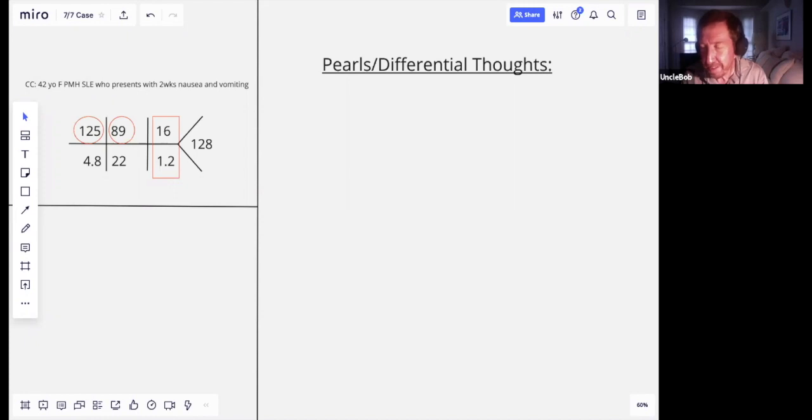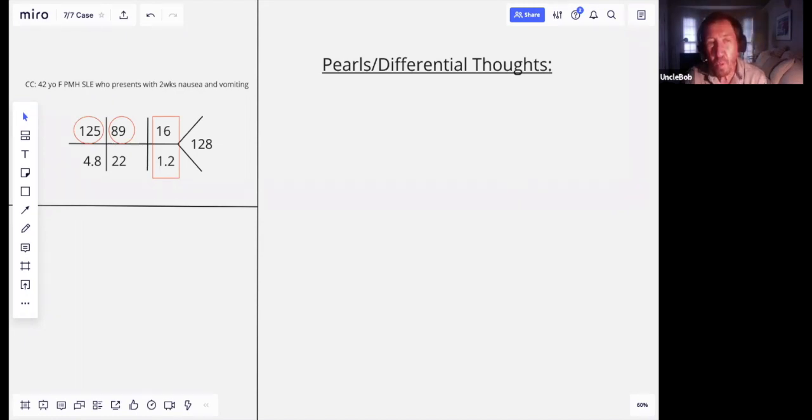Let me paraphrase a sentence from Acid, Base, and Electrolytes Made Ridiculously Simple, which is not a simple book at all: all disorders of serum sodium are problems of water handling. Have you heard that sentence before? I say it a lot. And so this means the patient is taking in water and is not excreting free water. So as we go through the differential, we're going to be trying to figure out why this patient is not getting rid of free water.